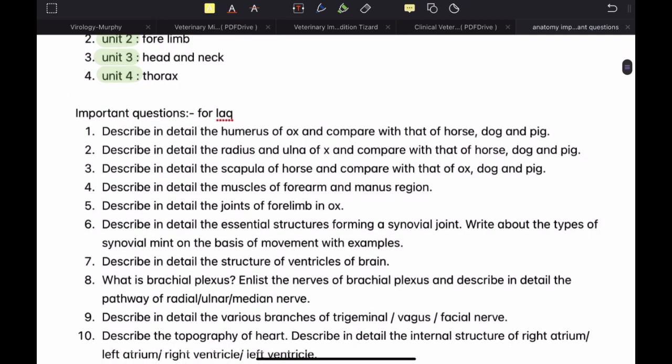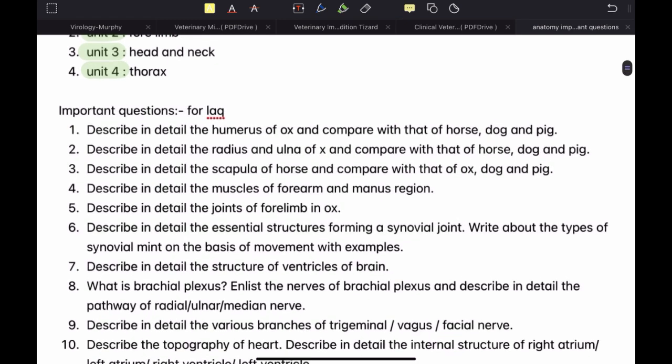Then what are the important questions which are asked in the exam for LAQ? If you don't know what is LAQ, it is long answer type question. So it means that there are essay type questions. You have to describe the subject or the matter that is being asked thoroughly. Okay, you have to mention everything and you have to be very thorough with your study of these topics as well.